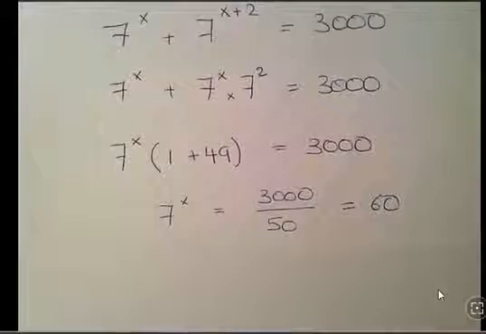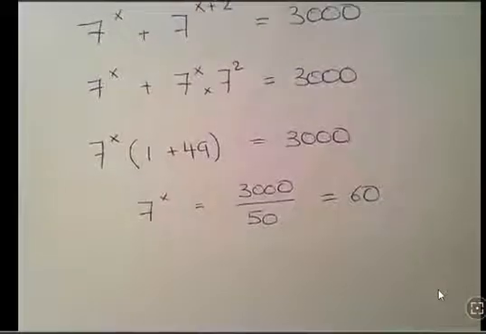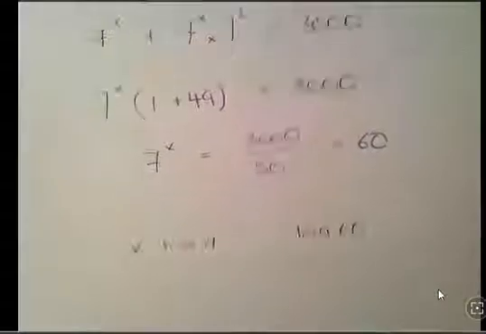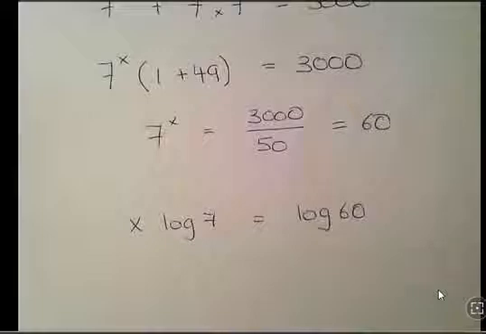So I can rearrange everything there. Divide both sides by 50, and we're left with 7 to the x, and 3000 divided by 50 is simply 60. To sum up, 7 to the power of x is equal to 60. Now we take logarithms. So x times the log of 7, using natural logarithms here because they're going to divide out, equals log of 60.